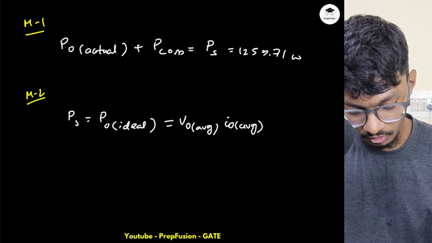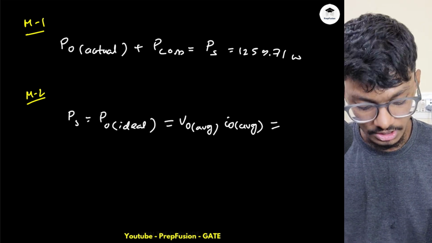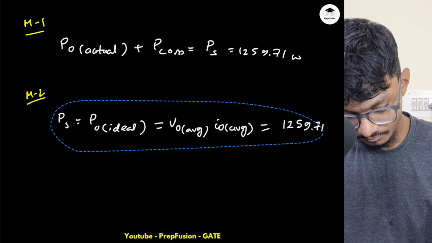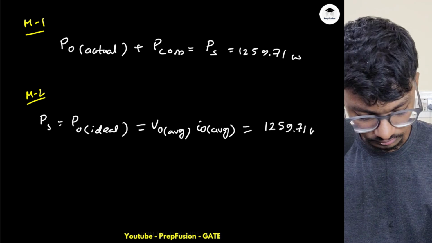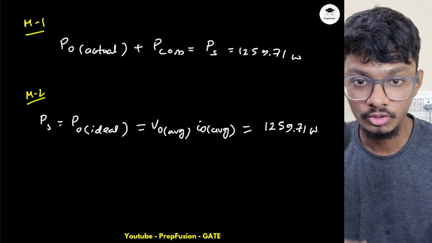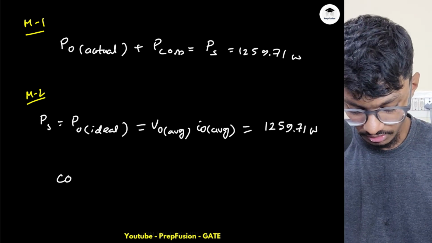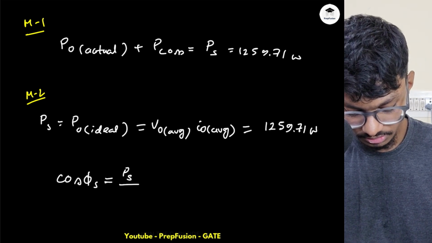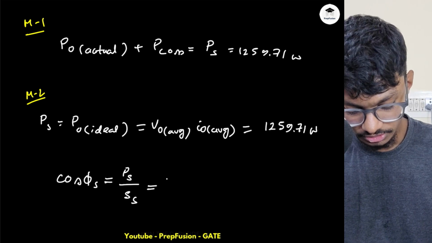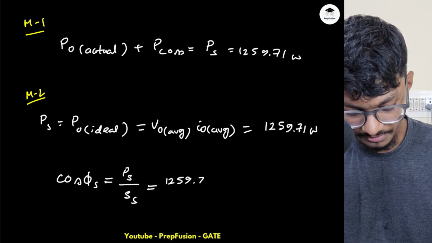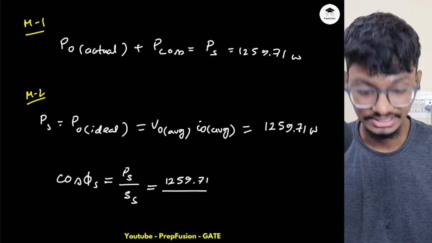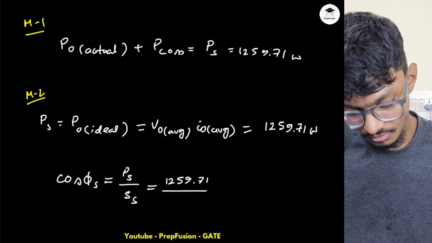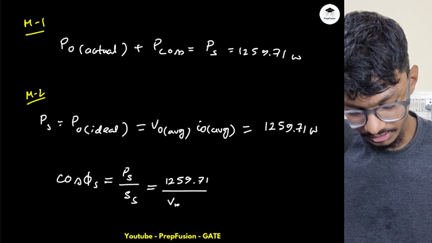So you don't need to find out the loss and all those things for computing the power factor. So this will be 1259.71 watts. Okay, so what will be your power factor? The source power factor, supply power factor, cos phi s, will be simply PS upon SS. So it will be 1259.71 upon SS. What is SS? It is VS RMS into IS RMS. So VS RMS is basically VM by root 2.